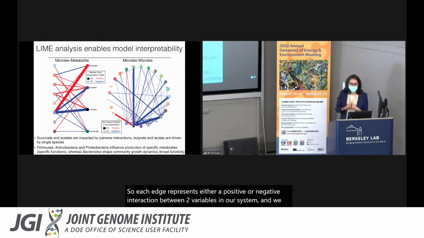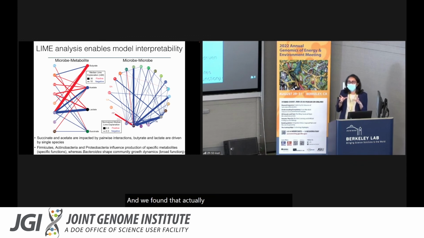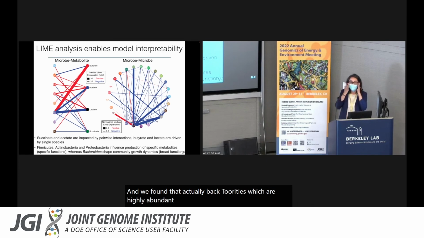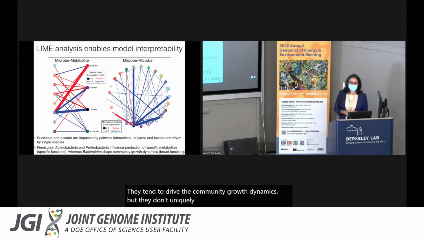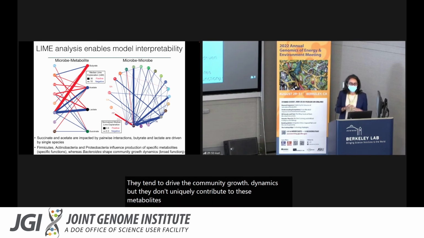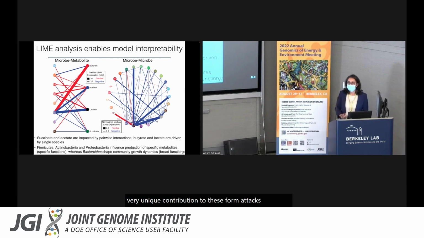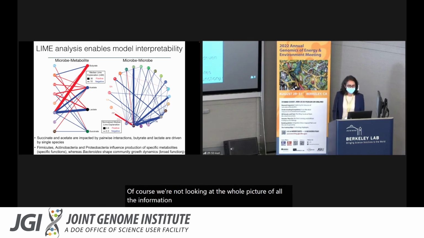And we found that actually Bacteroides, which are highly abundant species, both in the human gut and in our communities, they tend to drive the community growth dynamics, but they don't uniquely contribute to these metabolite profiles. Whereas other species like the firmicutes and the proteobacteria and actinobacteria, they have a very unique contribution to these 4 metabolites that we looked at. Of course, we're not looking at the whole picture of all the different metabolites yet, but that's future direction.